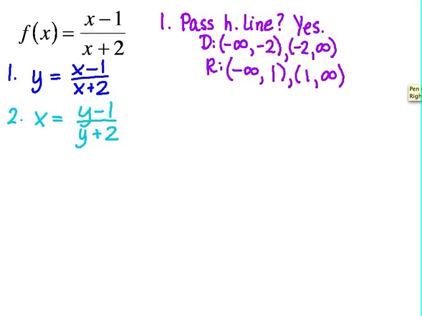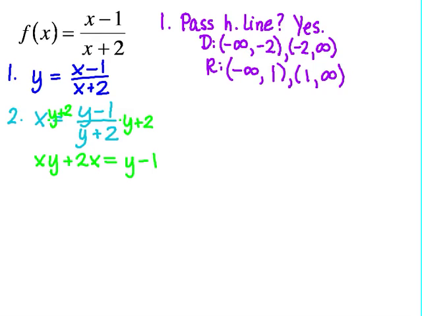Now the question is, how do you solve that for y? This is what we need to do. First of all, that fraction's killing us. So I'm going to get rid of the fraction. I'm going to multiply by y plus 2 on both sides. So on the left side, when you multiply that by x, what do you get? xy plus 2x, good. And that's going to equal what? y minus 1, right? Because the y plus 2's cancel.